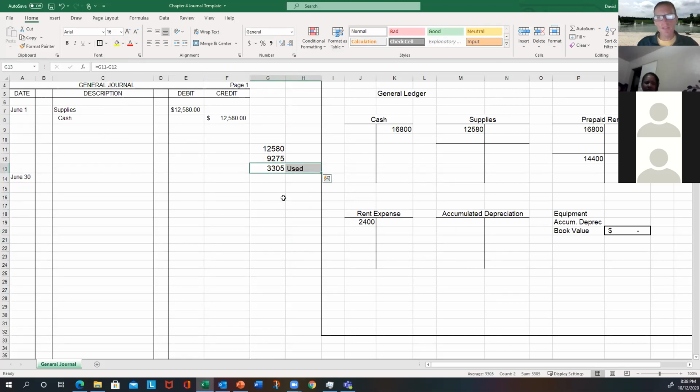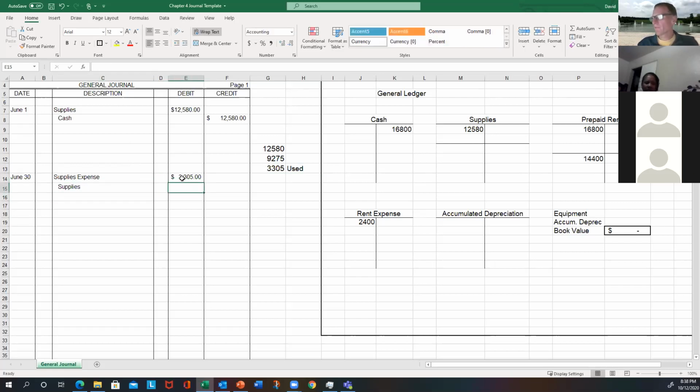That's going to be our expense for the month of June. So our adjusting entry will go like this: you'd have supplies expense, debit, and then credit supplies for 3,305.